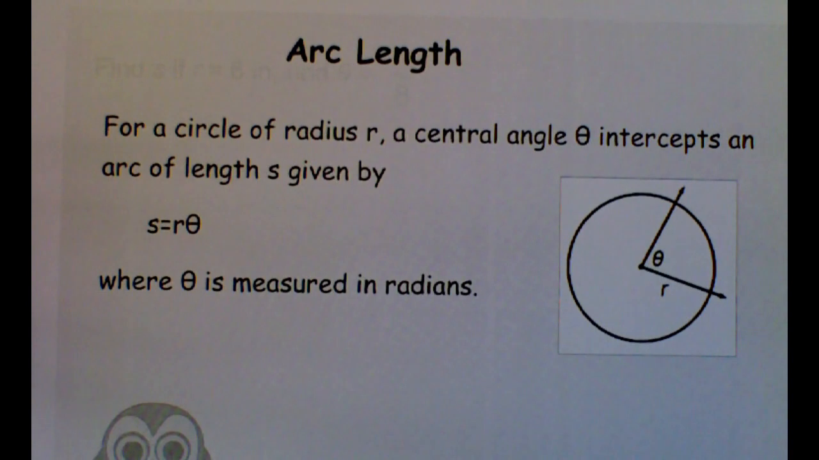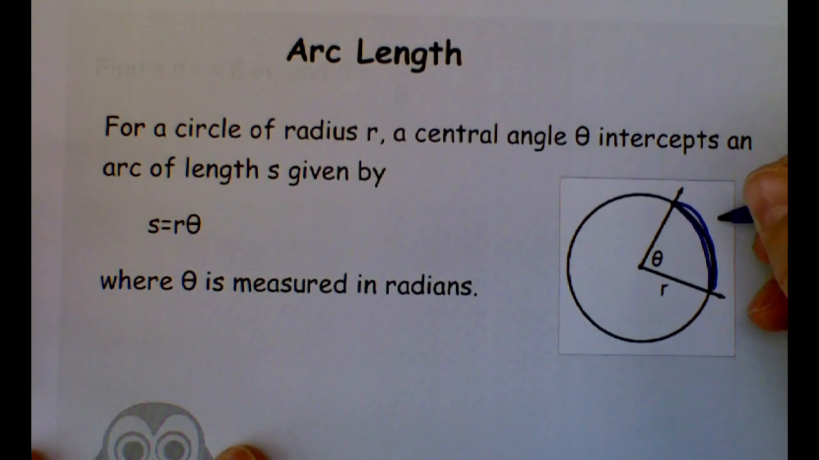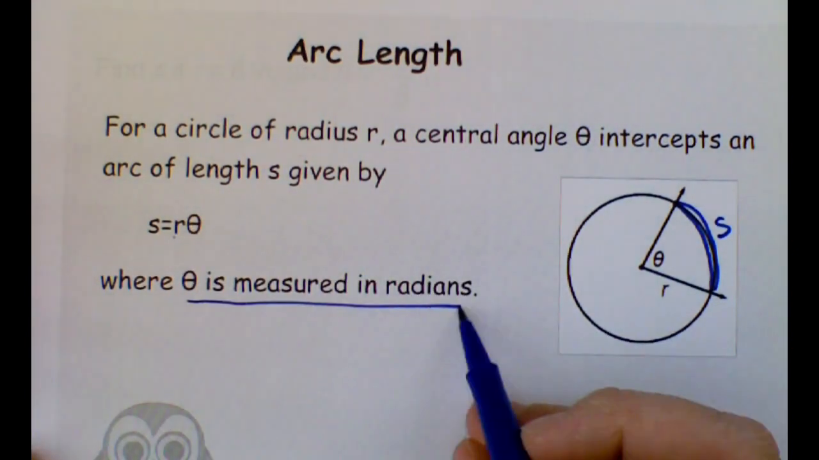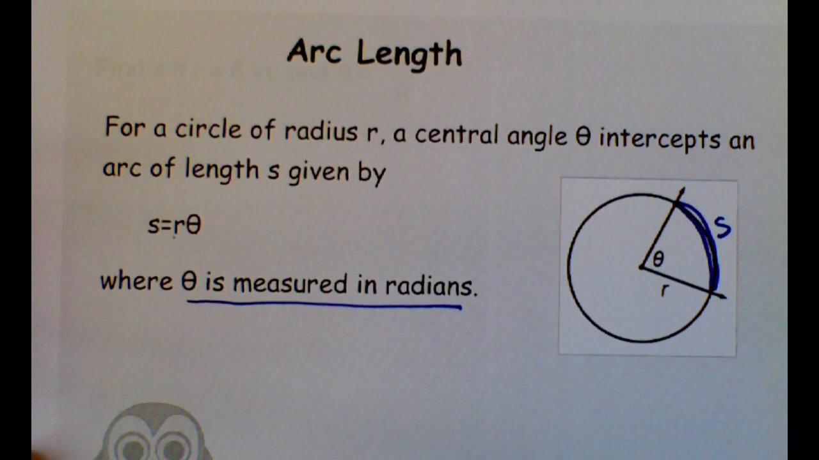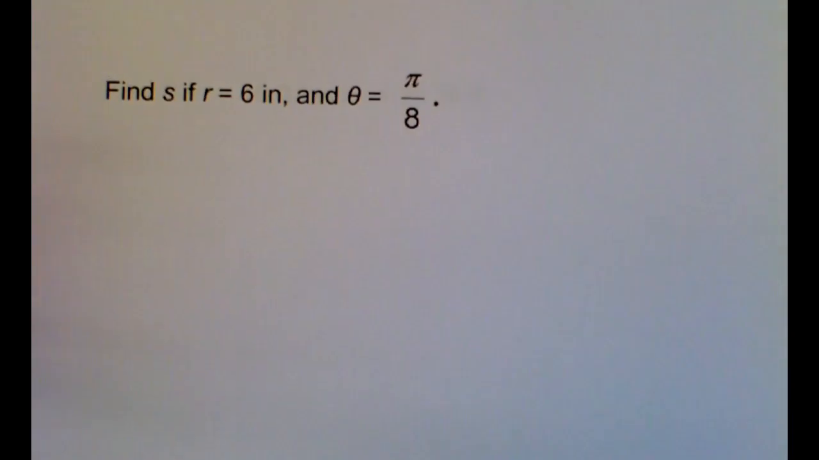For a circle of radius r and a central angle theta, it intercepts an arc of length s, given by s equals r theta, where theta is measured in radians. So if I want to find the length of this arc here, that's s, I take the radius times theta, but theta has to be measured in radians. So, start off pretty straightforward.